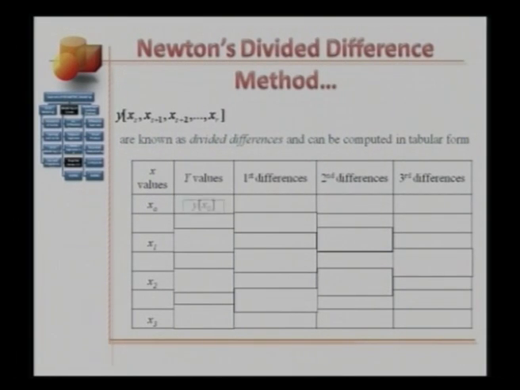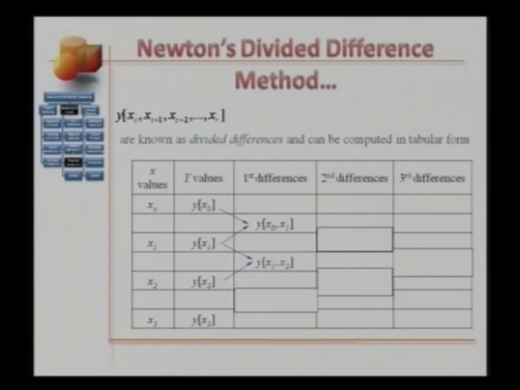We are working with 4 data points. Correspondingly, we'll have y within square parenthesis x0, which is simply y0, y within square parenthesis x1, which is simply y1, this is y2, and likewise this is y3. How would you compute the first divided differences? You need to use only this information. This would be y of x0 and x1, which is y1 minus y0 over x1 minus x0.